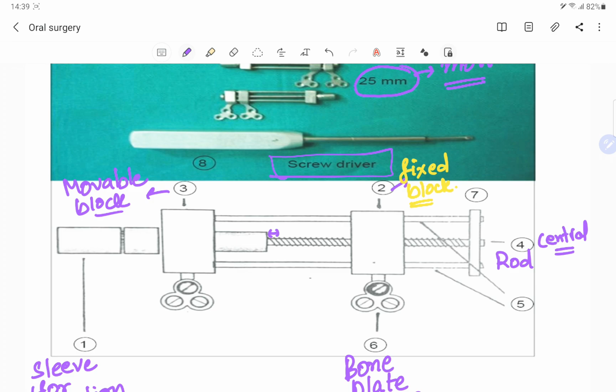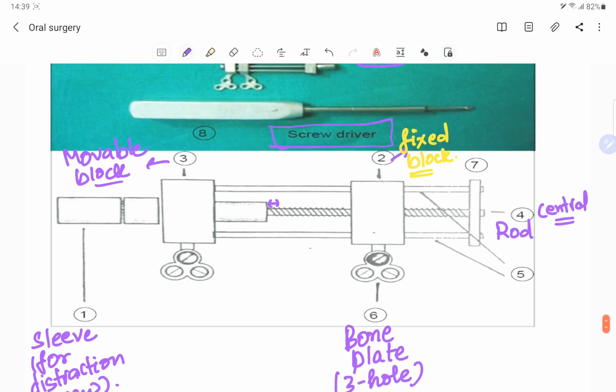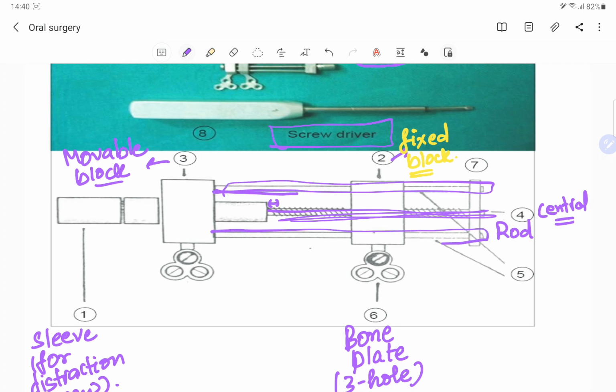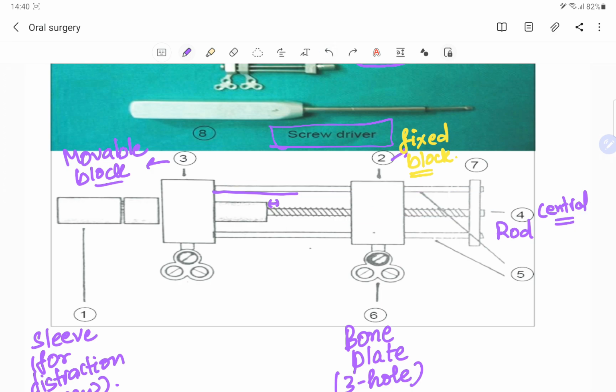Then the fifth one is the two guiding support rods, one above and one below. You can see one is above this central rod, one is below this central rod. So this is the central rod, right, the fourth one. Then the fifth one is a rod which is above the central rod and a rod which is below the central rod. So this is the fifth one, guys. So fifth is our guiding supporting rods.